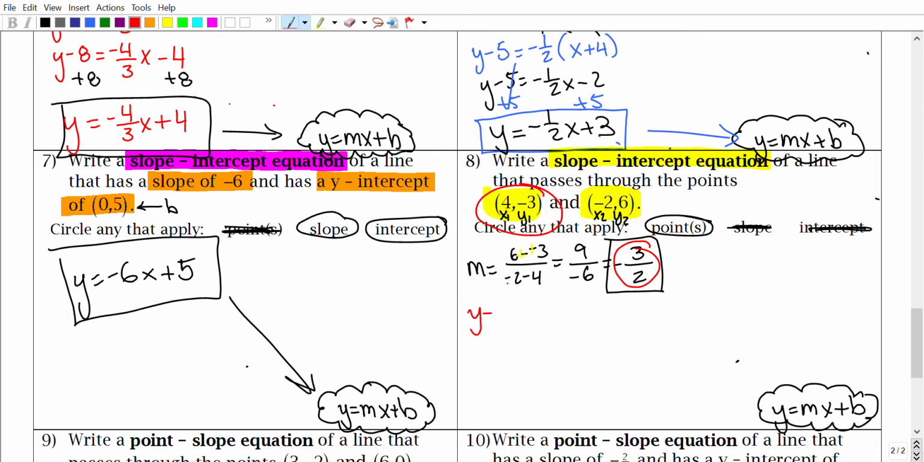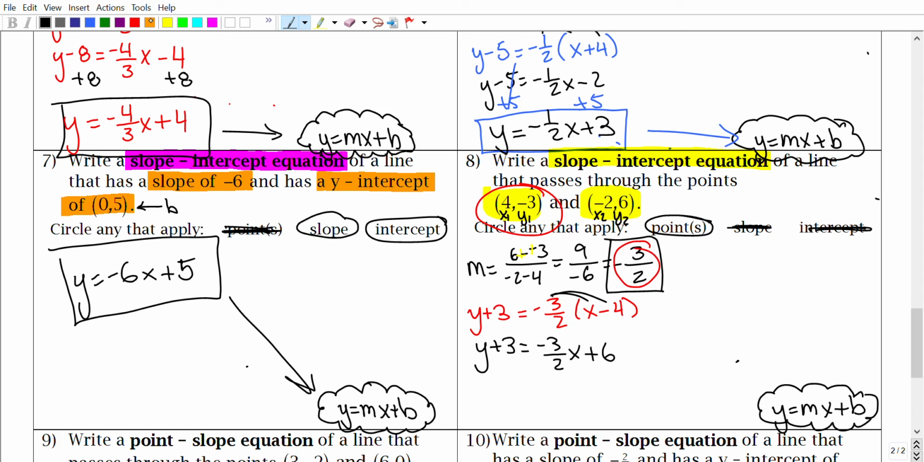So y minus my y1, which is -3. So actually, I'm going to make this a +3 equals -3 halves x minus my x1, which is 4. We can now distribute. We get y plus 3 equals -3 halves x. Let's see, -3 halves times -4. That is a negative. Sorry, a positive 12 divided by 2 is a 6. So yes, I was right.